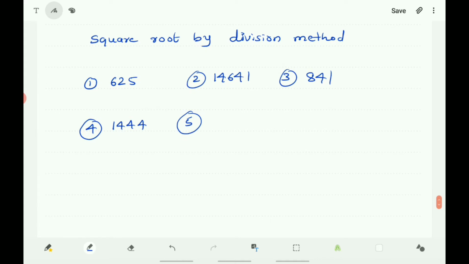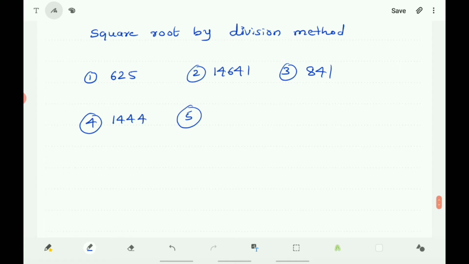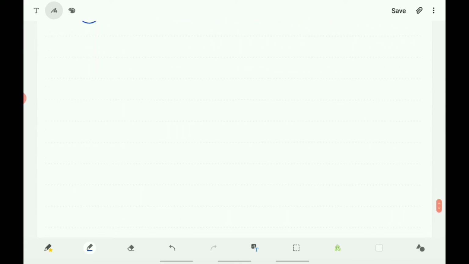Square root by division method. You know that 625 is a perfect square. So let us discuss the division method, that is to find the square root. So you take 625. You can find the square root by factorization method also, but you can find the square root by using division method very easily. So let us discuss the method of finding the square root by division method.